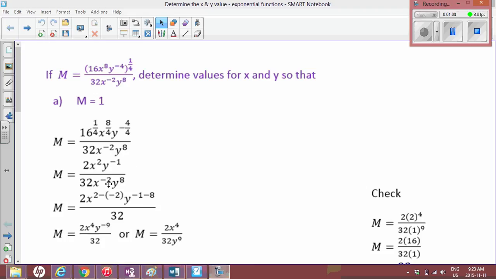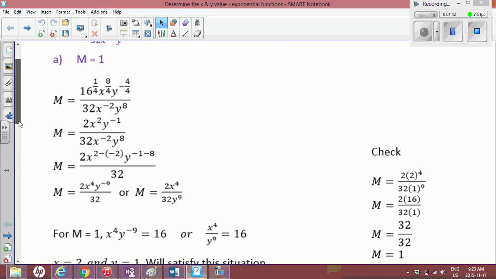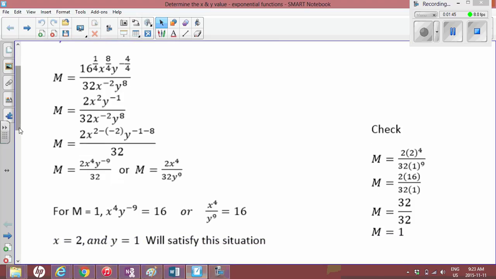Then I'm going to use my exponent laws to simplify this. So you'll note that 2 minus negative 2 is actually 4. Negative 1 minus 8 becomes negative 9. So I've simplified it to look like this. You could simplify it further so that 2 over 32 becomes 1 over 16. That is up to you. That's one way of doing it. I've just left it as is, so I've left it simplified as such.